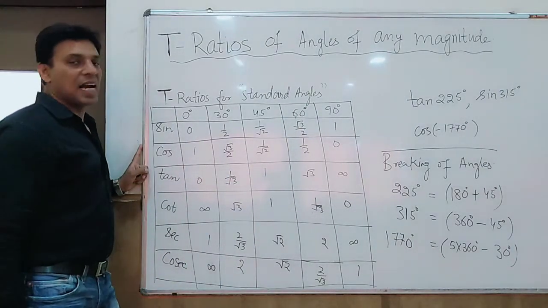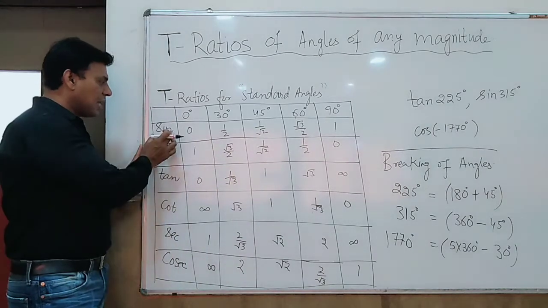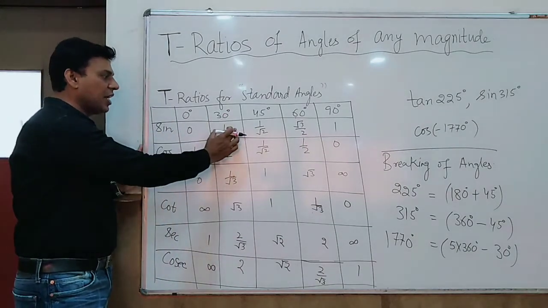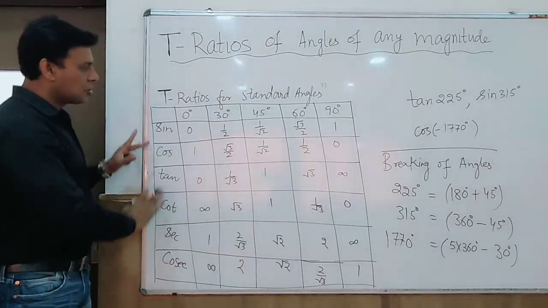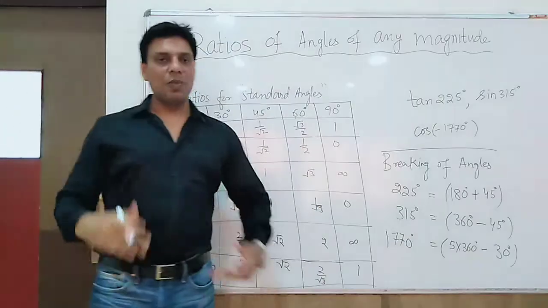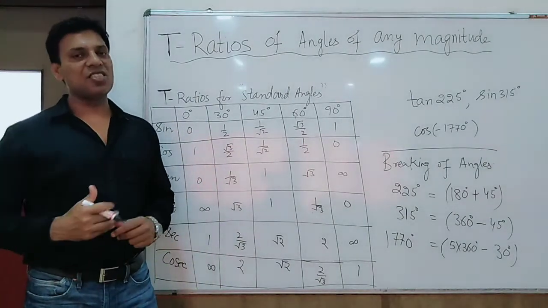You are familiar with this trigonometric table, like sine 0 degree is 0, sine 30 degree is half, for example cos 60 degree is half, and so on. So this is the table you might have learned already. What we are going to do new in this video.